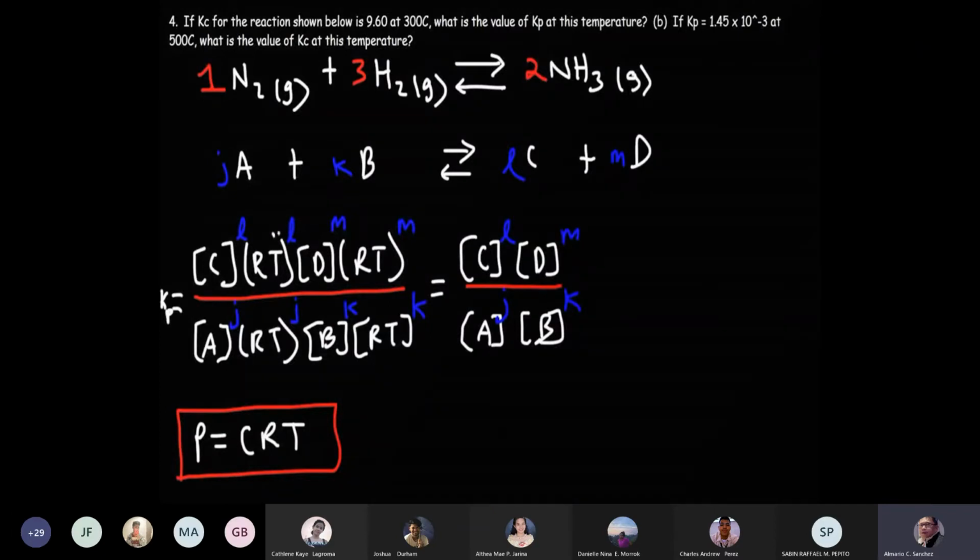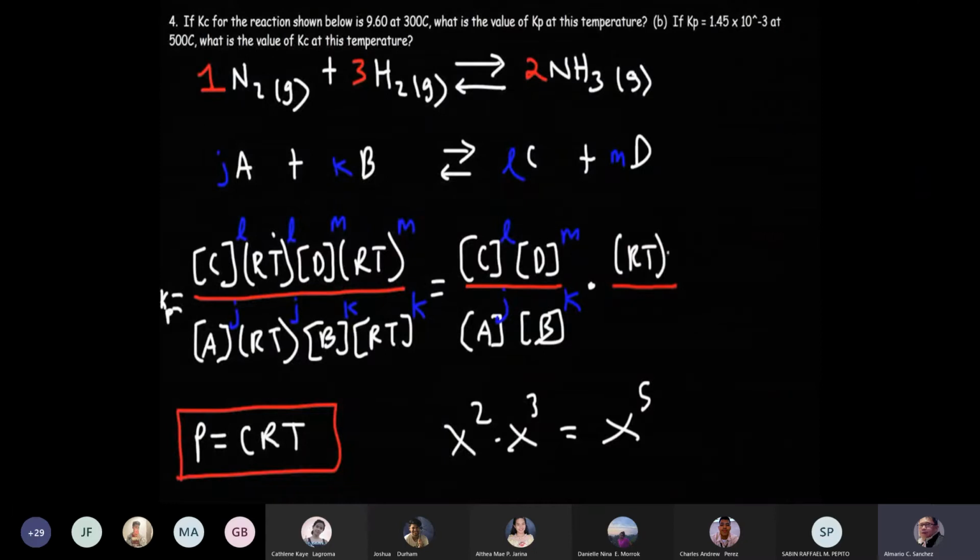Now, let's multiply these two. If we were to multiply two terms with the same base, we can add the exponents. For example, x squared times x cubed is x raised to the 2 plus 3, which is x to the 5th power. So if we multiply these two, we can add the exponents L and M together. So we're going to have RT raised to the L plus M.